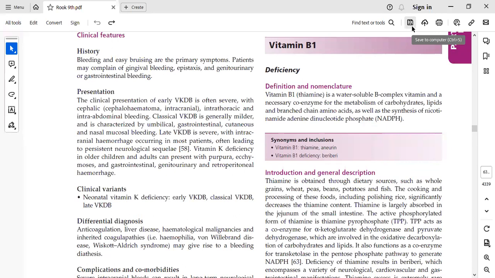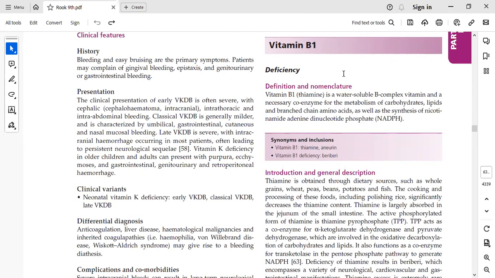Bismillahirrahmanirrahim. Assalamu alaikum. Today we will be discussing chapter 63 of Rook's Dermatology, which is about nutritional deficiencies affecting the skin. I will be sharing about vitamin B complex in this lecture. Please head towards page 63.13, vitamin B1.